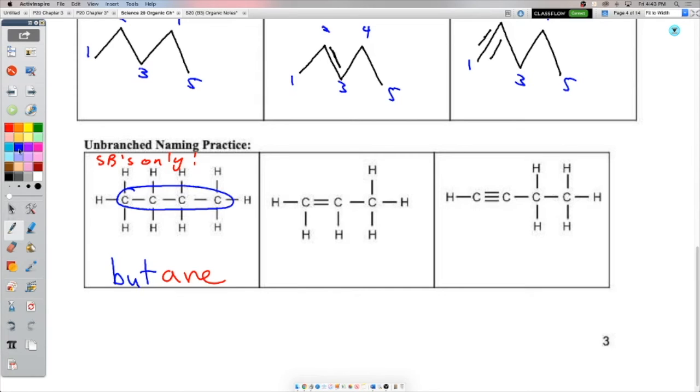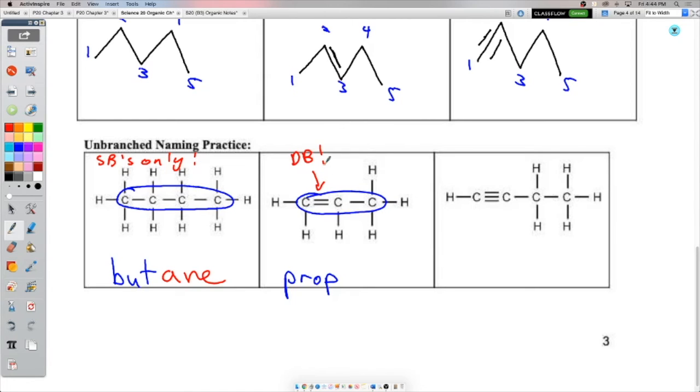Okay, next one. We've got to find the parent chain of carbons. So I see carbon, carbon, carbon, no other carbons. So 1, 2, 3 in a chain together. Okay, so find the prefix, the beginning that matches 3 carbons. And you'll see that it is prop. Okay, next thing, to figure out our ending, do we have any double or triple bonds? You betcha, right there. That's a double bond.